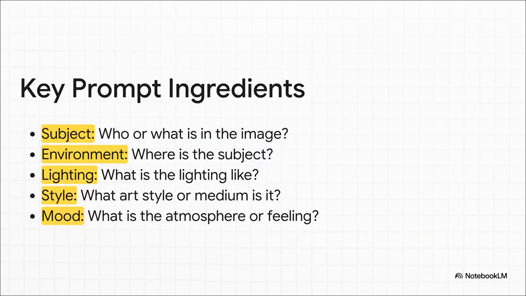I like to think of a great prompt like a recipe. You've got these key ingredients you can mix and match. First, your subject. Who or what is it? Then the environment. Where are they? Then think about lighting. Is it that beautiful golden hour, or maybe some moody neon lights? What about the style? Is it an oil painting or a 3D render? And finally, the mood. Is it dark and gloomy or super vibrant? You don't need all of these every single time, but they're your core building blocks.